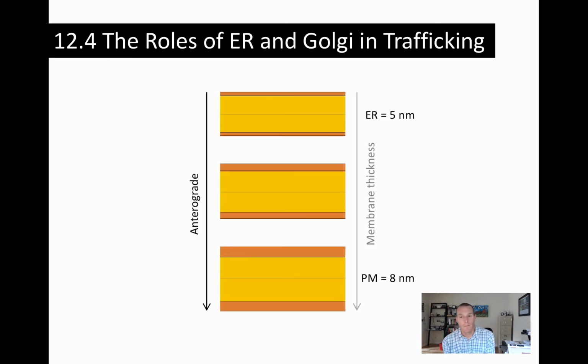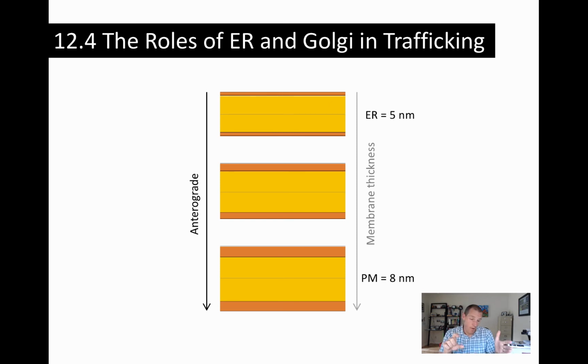There's another neat little mechanism that can be used to retain certain proteins in certain compartments. Let's talk about this in the context of the Golgi. All Golgi-specific proteins are integral membrane proteins with one or more membrane-spanning domains. They're integral membrane proteins with transmembrane domains. And the length of the transmembrane hydrophobic region can determine which cisternae the protein stays resident in.